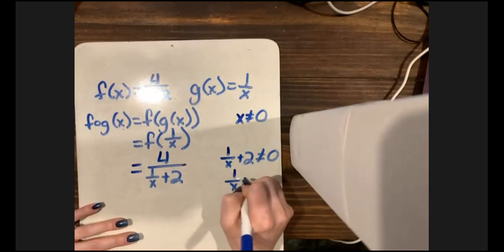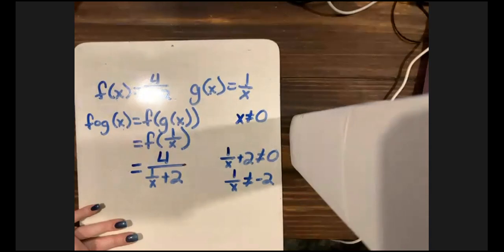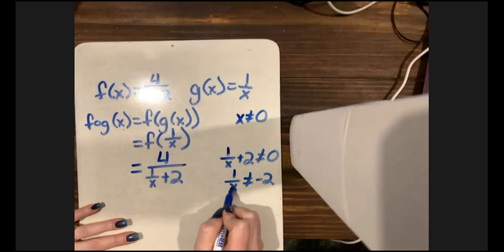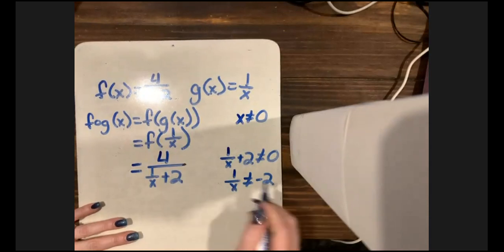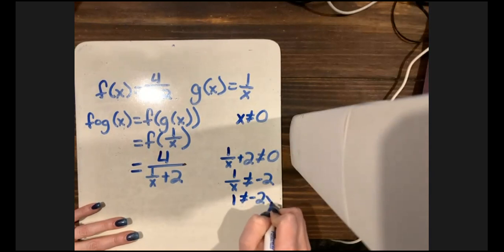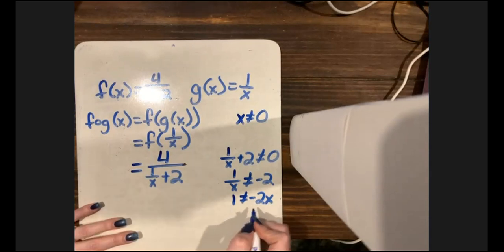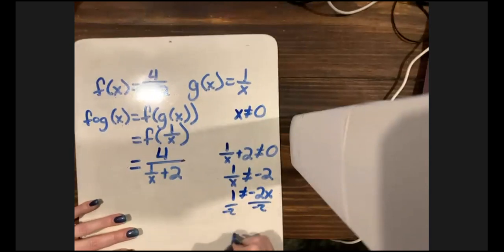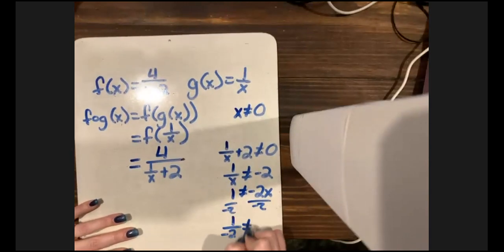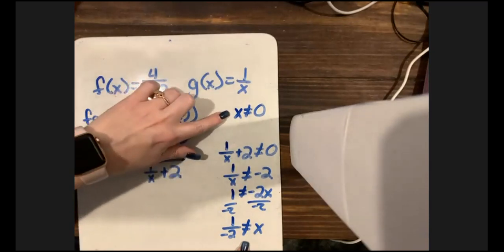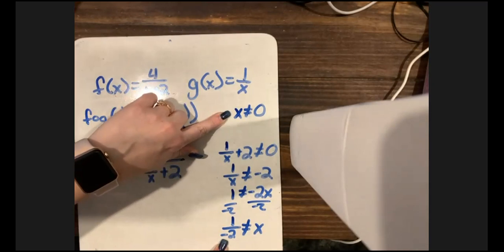I'm going to subtract the 2. Now, this is going to feel a little weird. I'm going to multiply that X back over to the other side. And then I'm going to divide the -2 back under. So now this is a second value that is going to be off limits. So my domain, I'm going to have 2 values that are off limits. Okay.